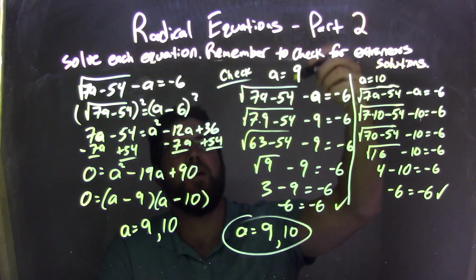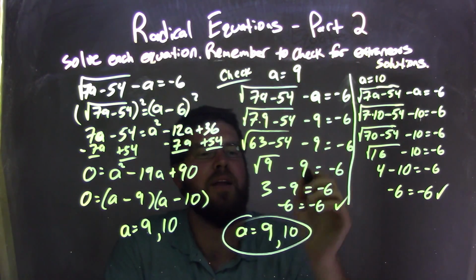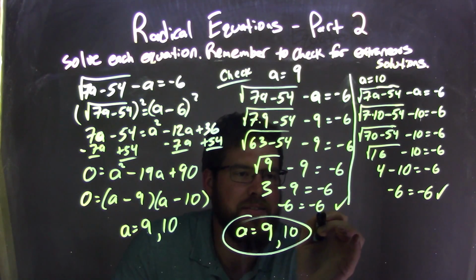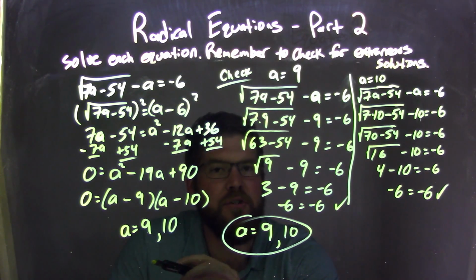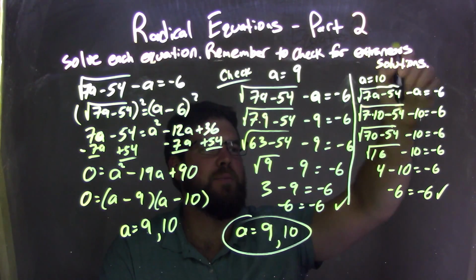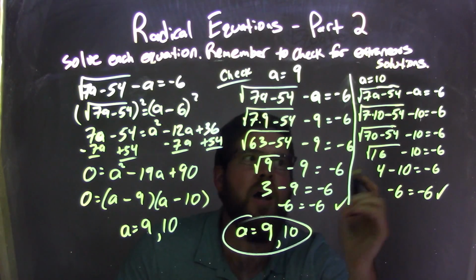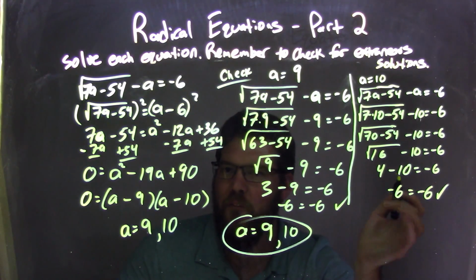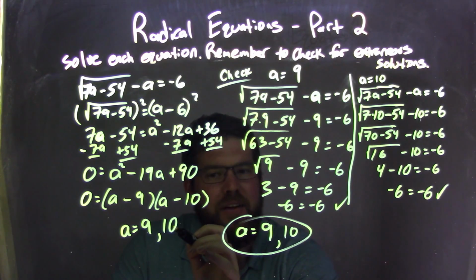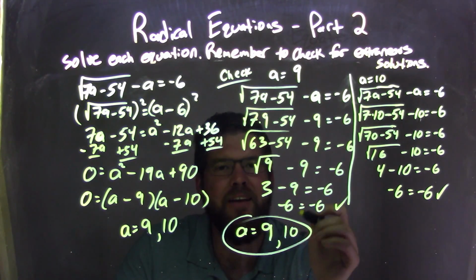I had to check both of them. So I took a equals 9 and plugged 9 into my equation. I simplified. Left and right hand sides were equal. Negative 6 did equal negative 6. True statement. That made 9 a real solution, not extraneous. I did the same thing with 10. I plugged 10 into my original equation, simplified, and was left with negative 6 equal to negative 6. Left and right hand sides were equal. Fantastic. So 10 is a real solution as well. So there were no extraneous solutions here, and my final answer is a equals 9 and a equals 10.